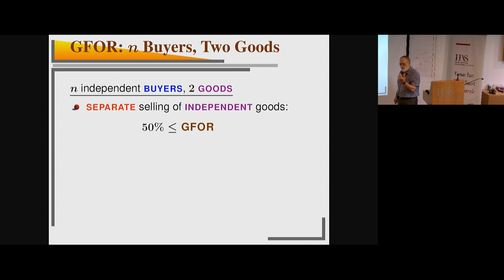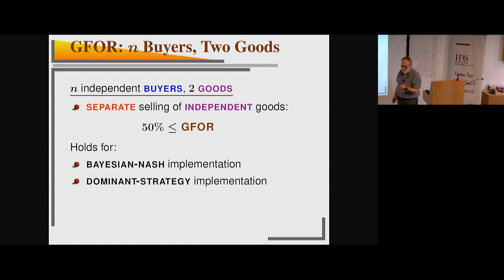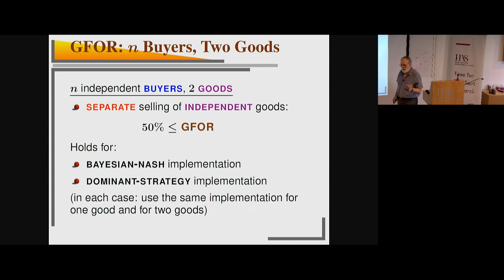Okay, now for this result, what's neat about this result, when you have implementation with n buyers, okay, question, how do the buyers behave? Are we talking about Bayes-Nash or are we talking about dominant strategy? The beauty of this is you don't care. So long as in the one good and the two good you do the same, the 50% holds.